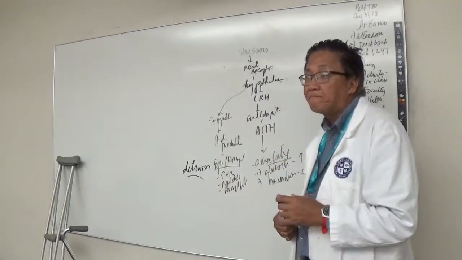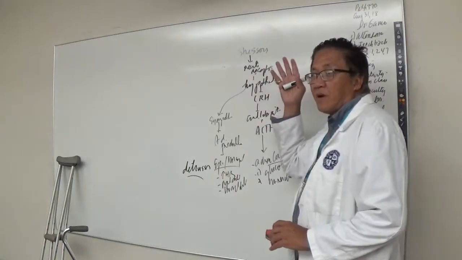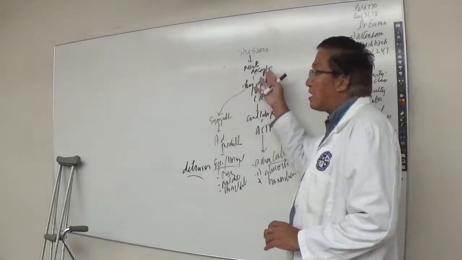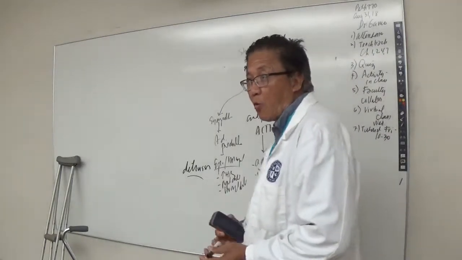Do you understand? Okay? So the goal is to survive from alarm, resistance, exhaustion, and all these hormones and substances that are released in order to cope. Be aware of them, okay?